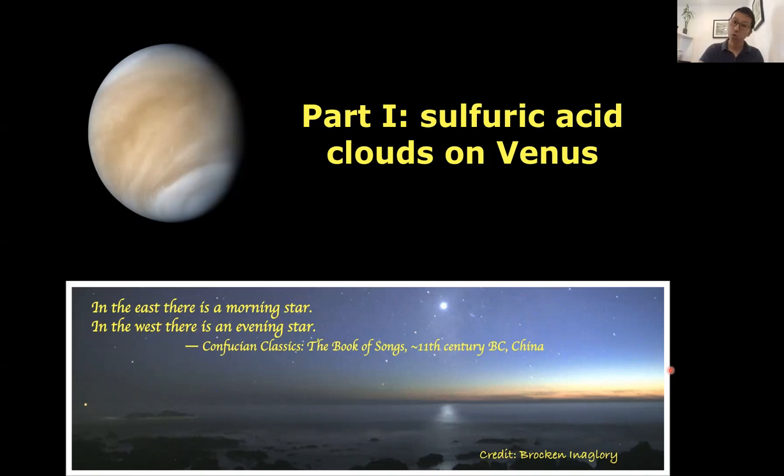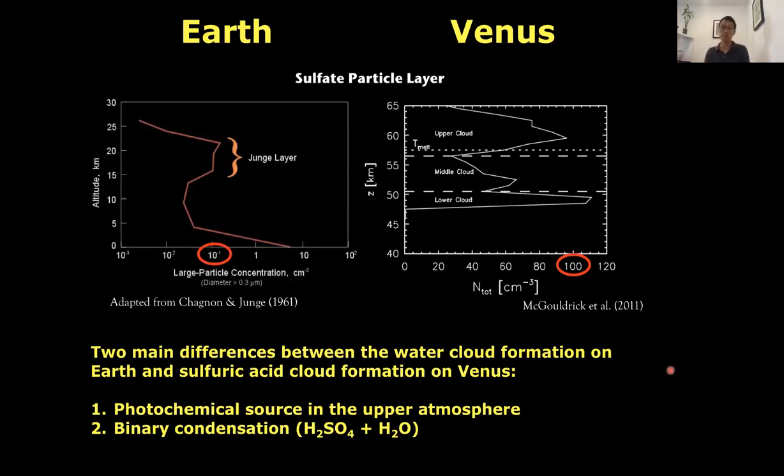We do have some sulfuric acid cloud layer on Earth. If you're more familiar with Earth's atmosphere, you might have heard about the Junge layer in the lower stratosphere. But the particle concentration is much, much less than the particle concentration we found on Venus. The right-hand side is from the Pioneer Venus data. We had a probe, and we basically got the profile of the mass loading and the major acidity of the cloud.